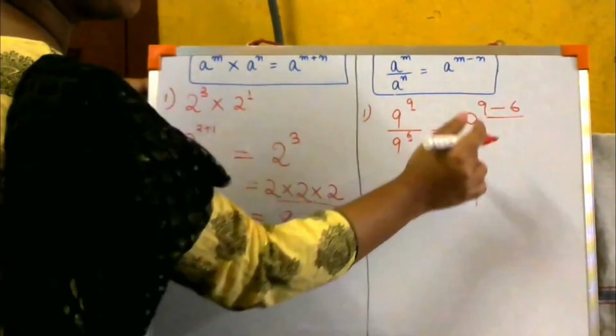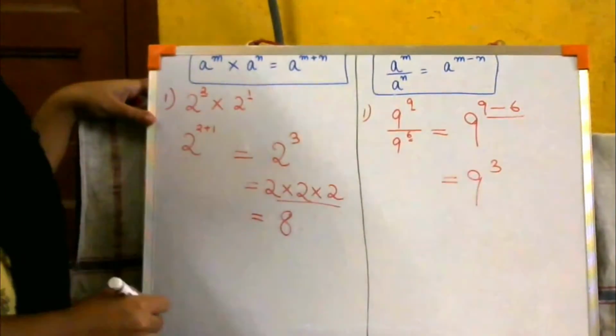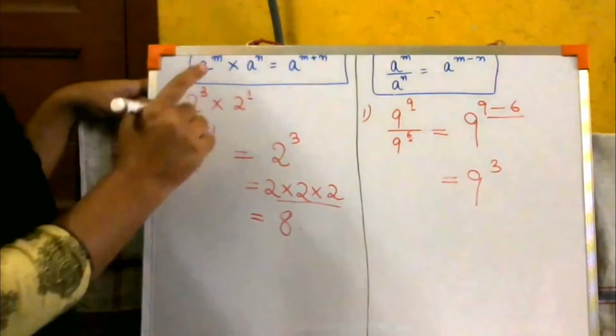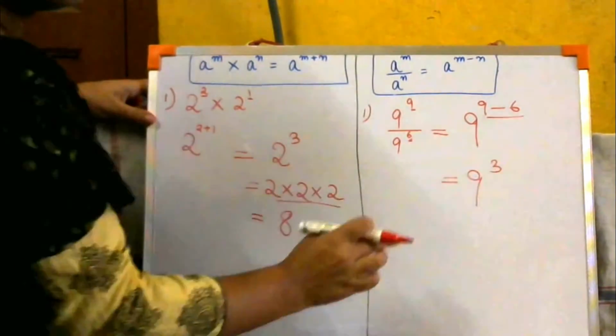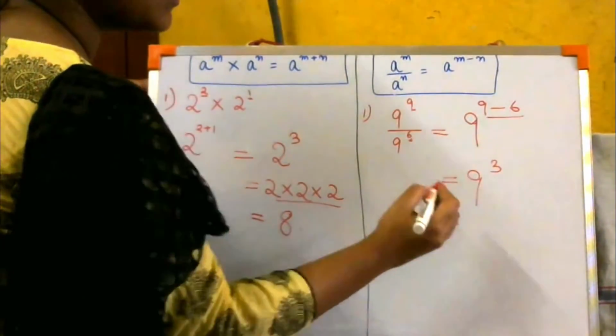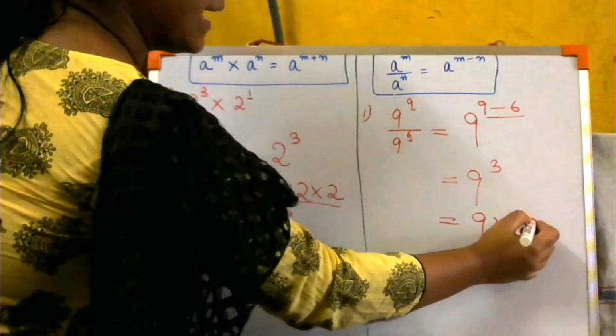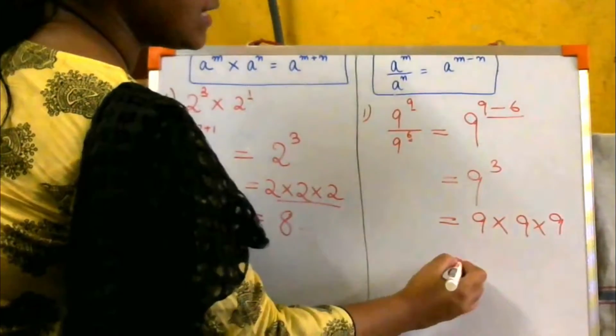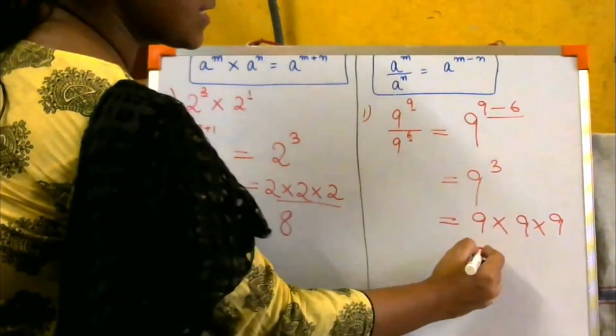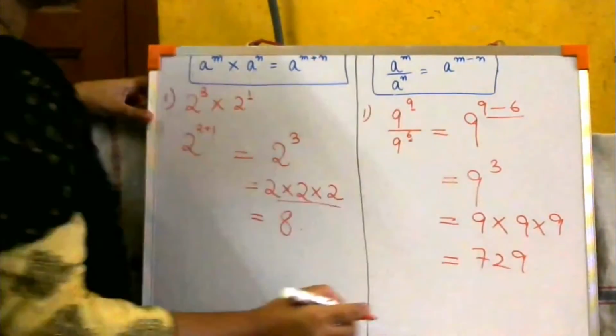9 to the power 9 minus 6 मतलब 3. Simple basic calculation. 9 minus 6 is 3, so 9 to the power 3. So 9 to the power 3, what does this mean? Means 9 3 बार है, 9 into 9 into 9. So 9 9s are 81, 81 9s are 729. This is your answer.